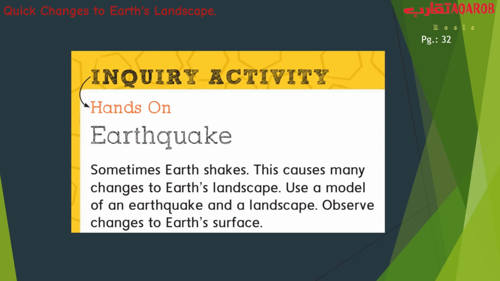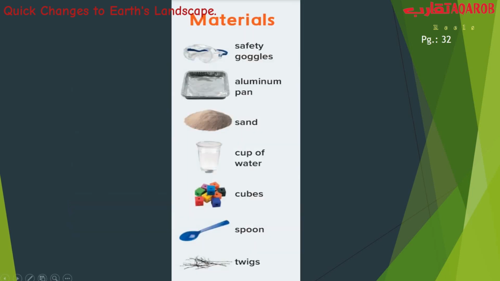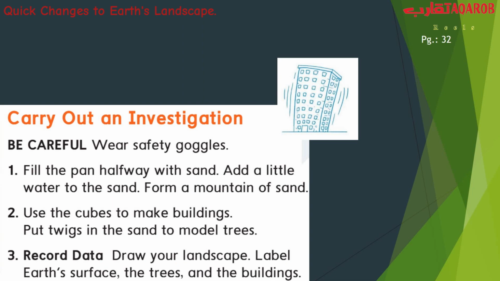to your model. First of all, we have to prepare the materials: safety goggles, aluminum pan, sand, cup of water, cubes, spoon, and twigs. So I'll leave you now with the steps. Before that, we will see the steps in here. Then I'm going to show you a video about the steps, and you have to write down your answers and draw what they are asking you to draw.